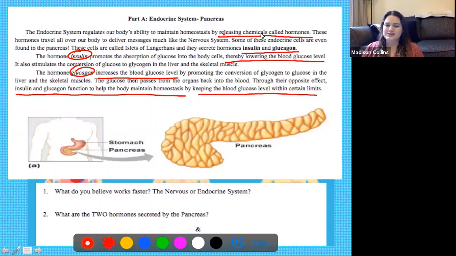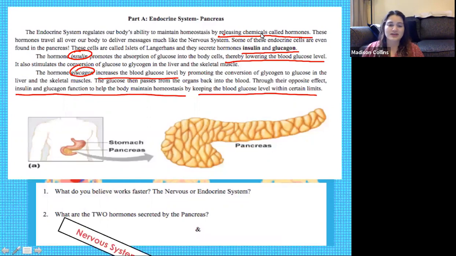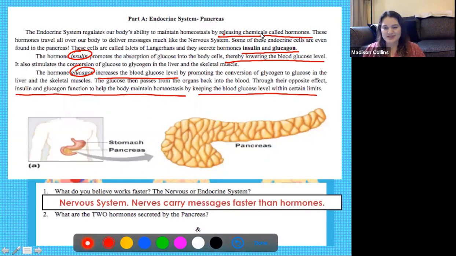What do you believe works faster, the nervous system or the endocrine system? Well, hopefully you know that this is the nervous system. The nervous system is a lot faster than the endocrine system. Remember that neurons are going to send those impulses and neurotransmitters almost instantaneously throughout your body. Think of reflexes and how fast it takes you to move your hand away from a stimulus or anything that puts you in danger. Okay, the nervous system sends messages really, really fast.